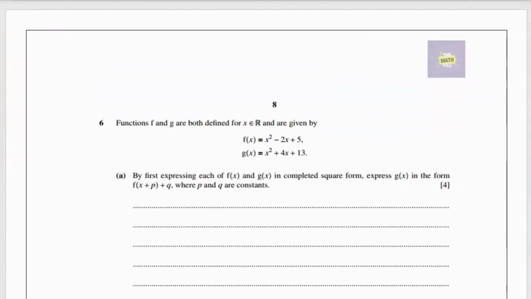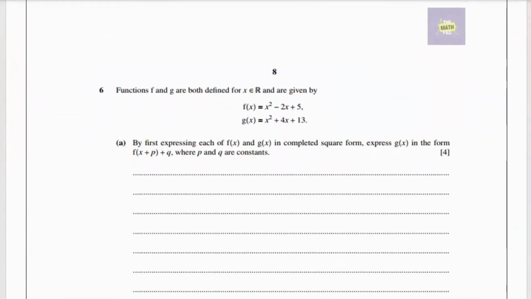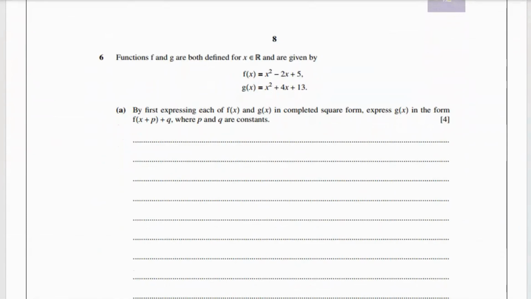Then it says functions f and g are both defined for x containing all real numbers, and are given by f of x equals x squared minus 2x plus 5 and g of x equals x squared plus 4x plus 13. By first expressing each of f of x and g of x in completing square form, express g of x in the form f of x plus p plus q, where p and q are constants.